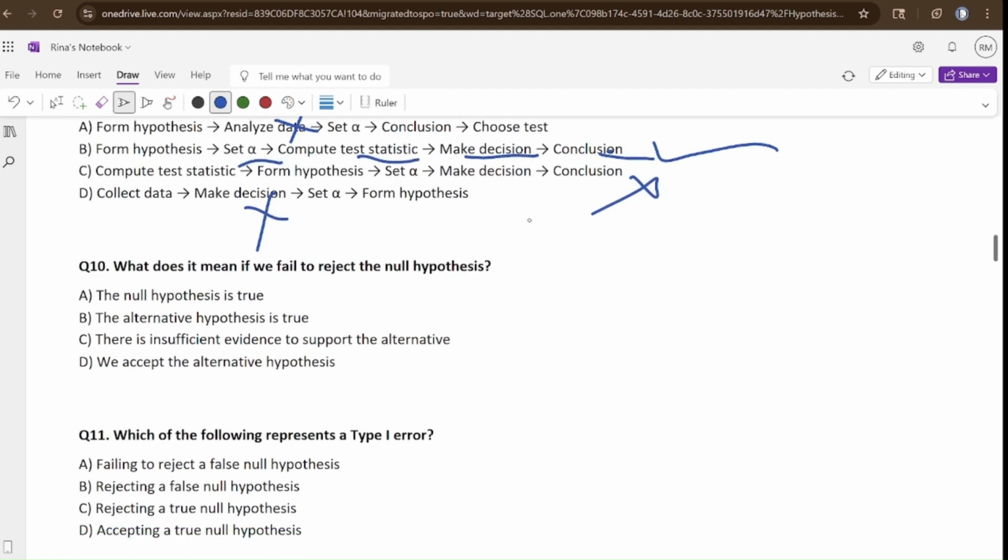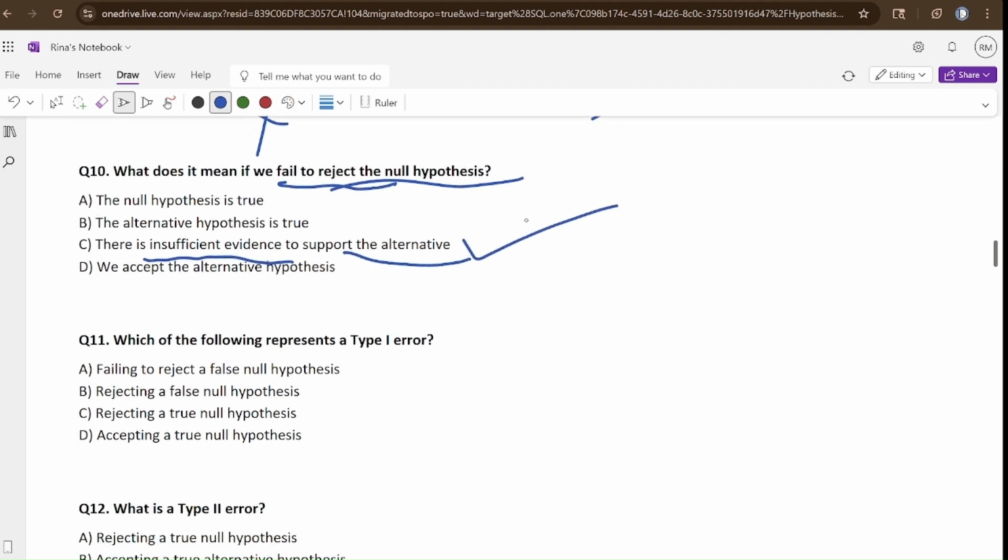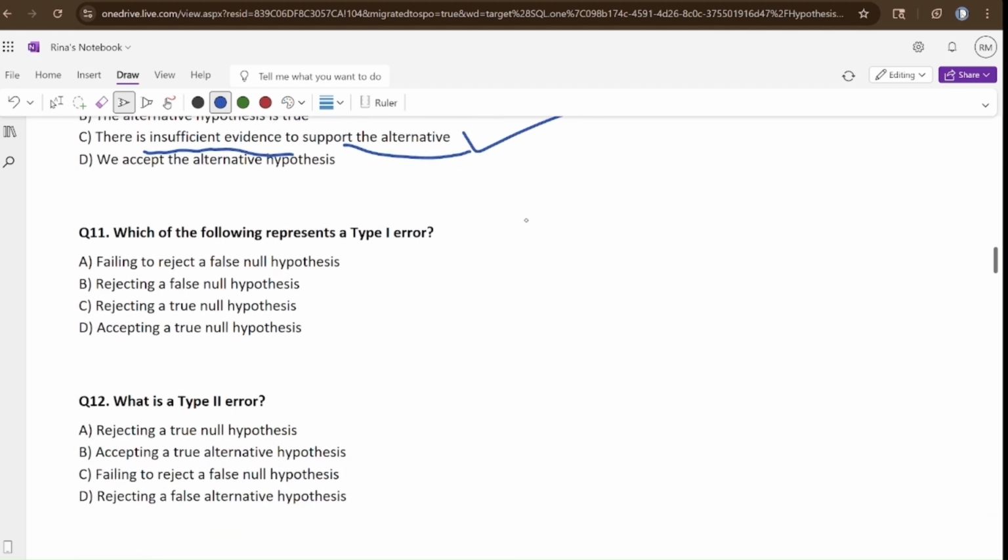Okay. What does it mean if we fail to reject the null hypothesis? We fail to reject means we don't have enough evidence, right? So there is insufficient evidence to support the alternative. We don't have evidence that we support the alternative.